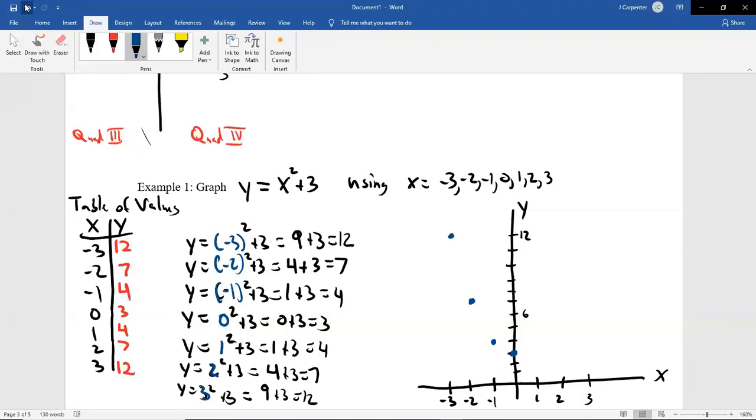Reset to the origin, 1, 4, right 1, up 4. Reset to the origin, 2, 7 is right 2, up 7. Reset to the origin, right 3, up 12.